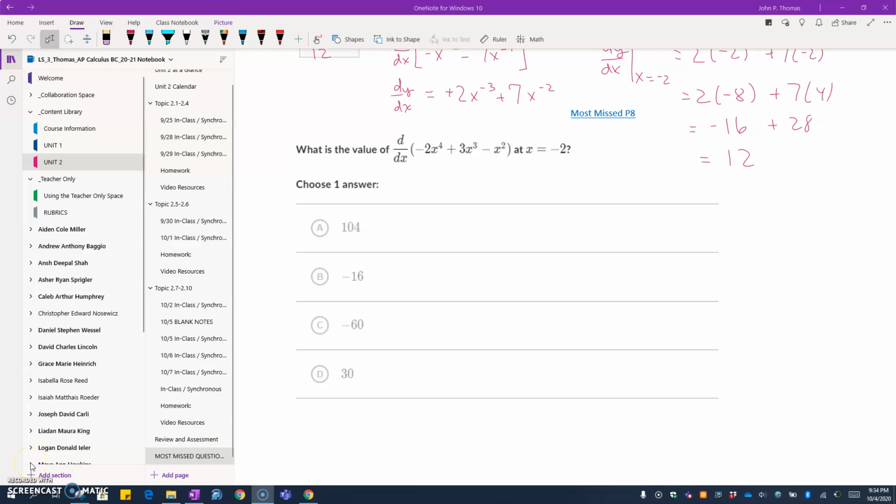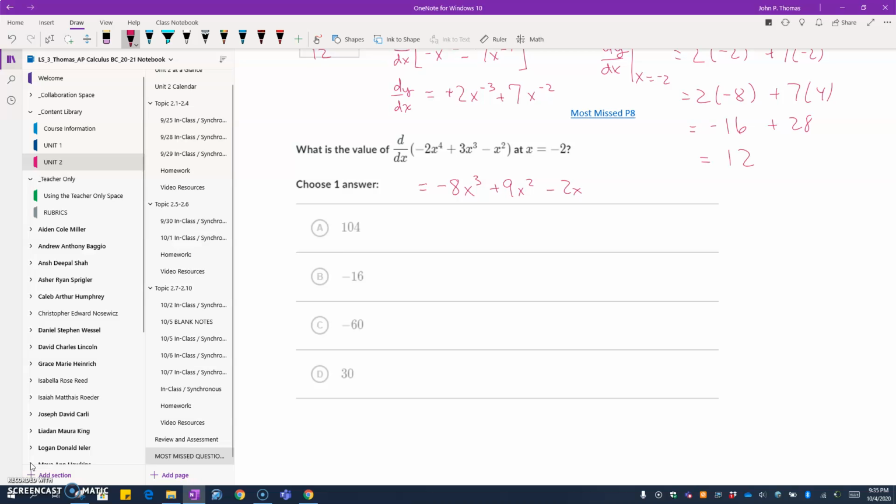All right, let's take a look at most missed number 9. So on this one, it says, what is the value of this given derivative? So first thing we're going to do is go ahead and take the derivative of each term. Direct application of power rule here, so we've got negative 8x to the third plus 9x squared minus 2x.